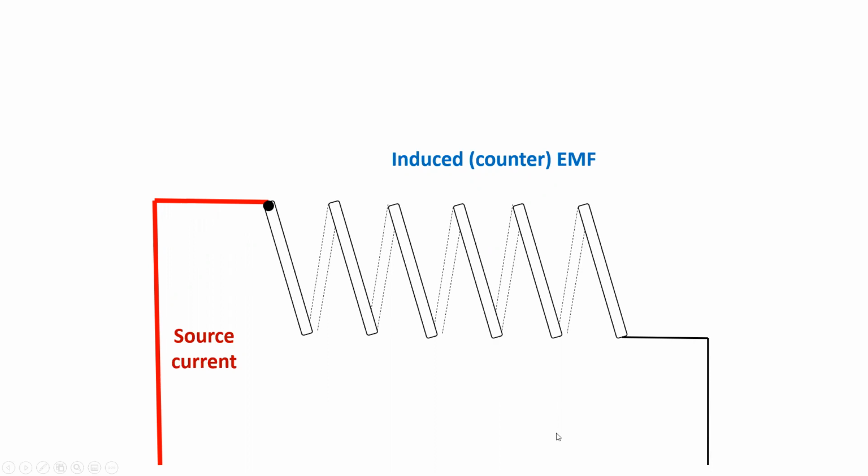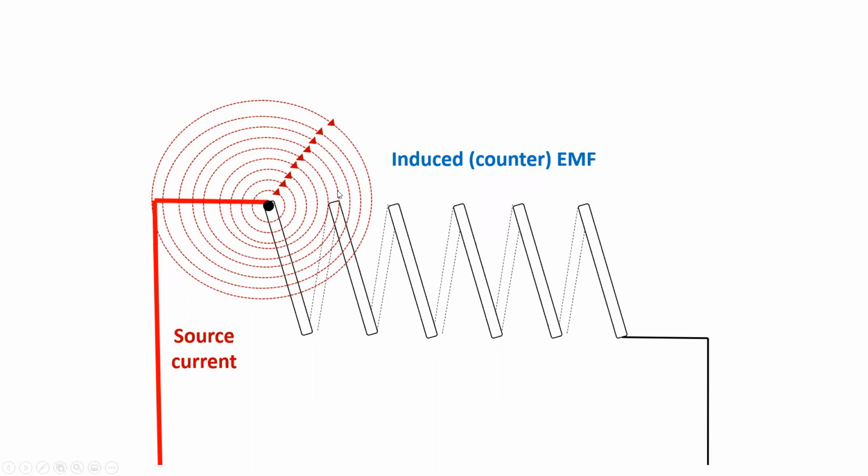So this is looking at just basic self-induction on a coil of wire. So it will increase, and what it will cause is a voltage to be induced into the next turn of the winding, and that's called an induced or counter EMF. Now, EMF will cause current to flow, which would then obviously make lines of flux, concentric circles surrounding that winding.